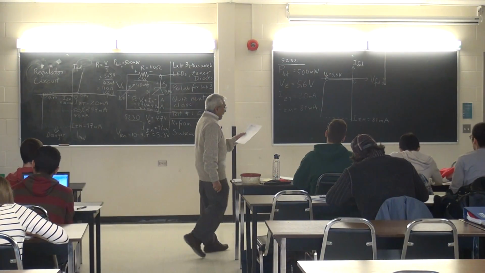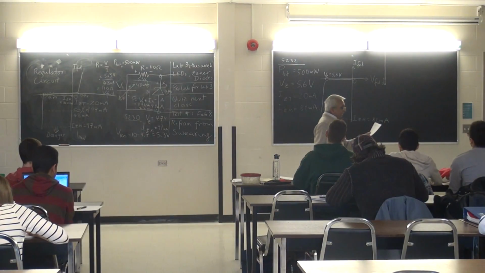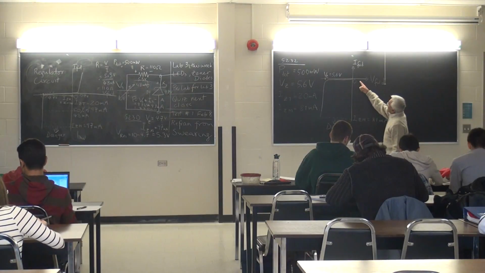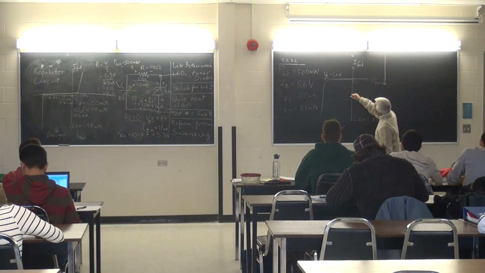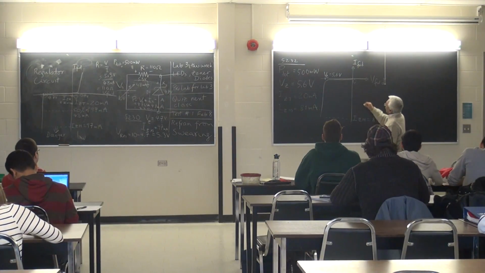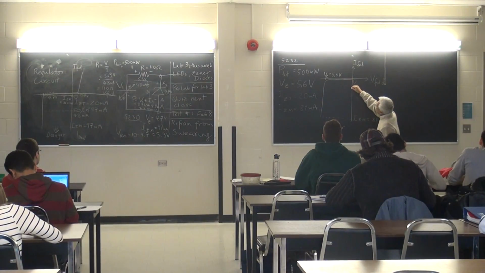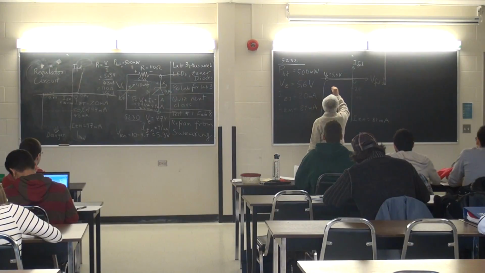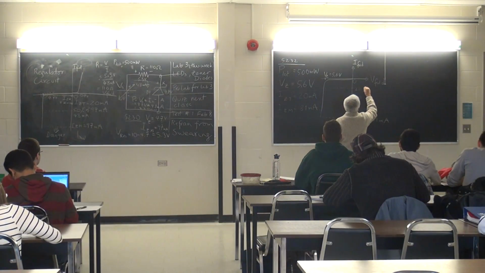So that's VZ, IZM. Let's show IZT. What is IZT? 20 milliamps. This is 0, this is 80. Halfway is how much? 40. Halfway to 40 is how much? 20. So that's my test current, IZ.